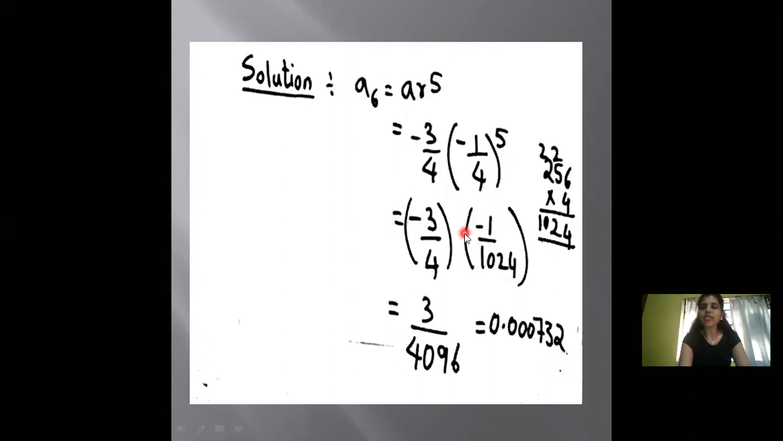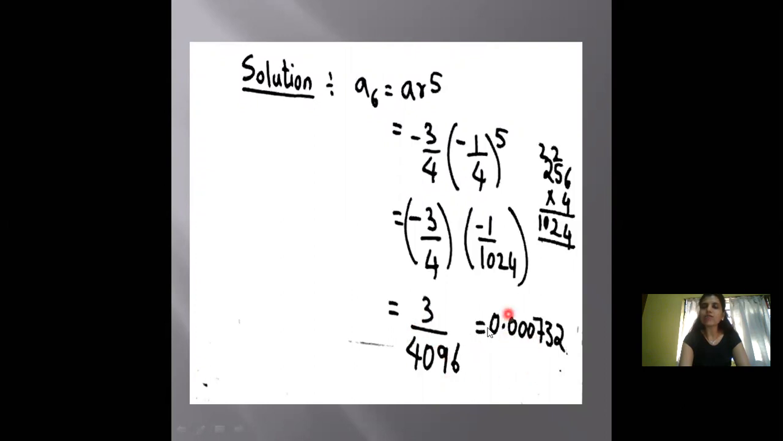When you multiply two negative signs, it becomes positive. So 3 ones are 3. Here we have got no sign, which means it's positive. 4 into 1024, when you multiply, you get 4096. Okay. So now 3 upon 4096 you have got. Now you can keep this value for the 6th term as 3 upon 4096. You will be getting full marks in the exam. No need to carry out division.